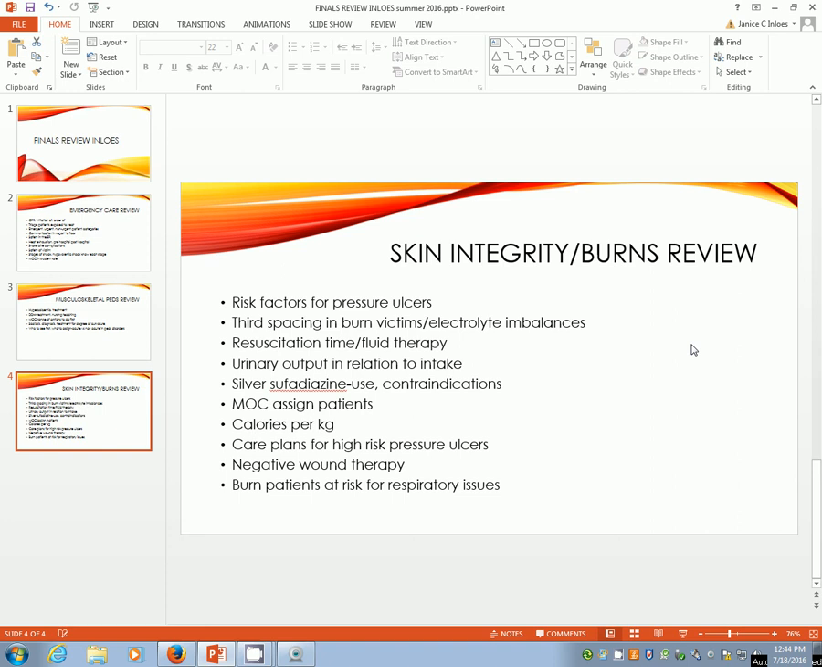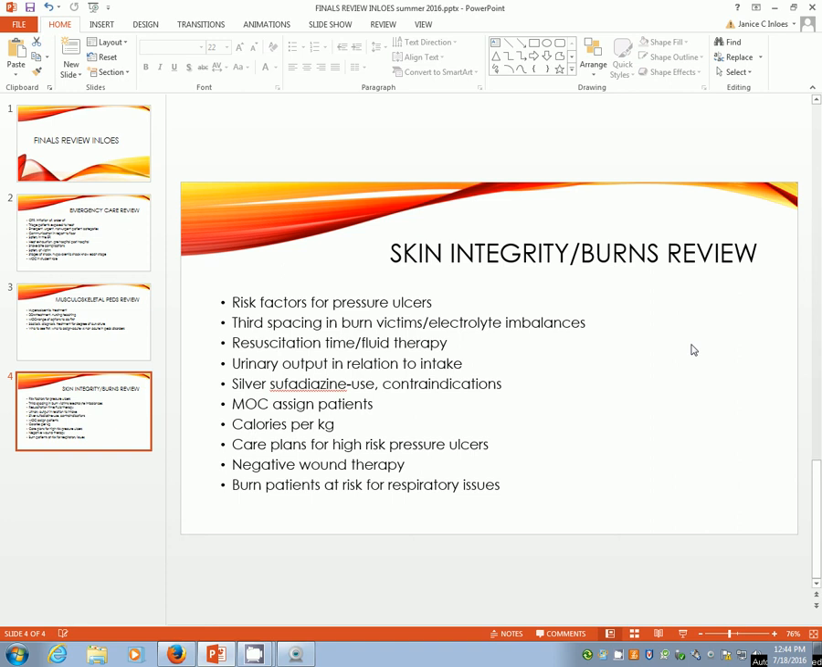Care plan for high-risk pressure ulcers. How are you going to take care of your patient that has pressure ulcers? What kind of plan are you going to make to prevent pressure ulcers? Know about your negative pressure wound therapy, which most of us call wound vac, and where it's contraindicated. You should know when you should use it and when you should not use it.